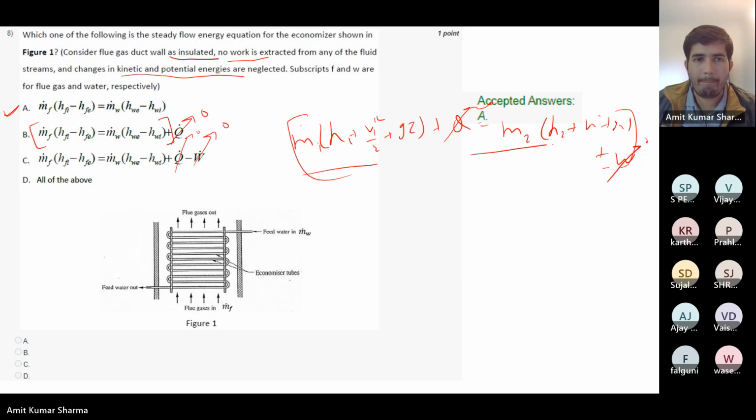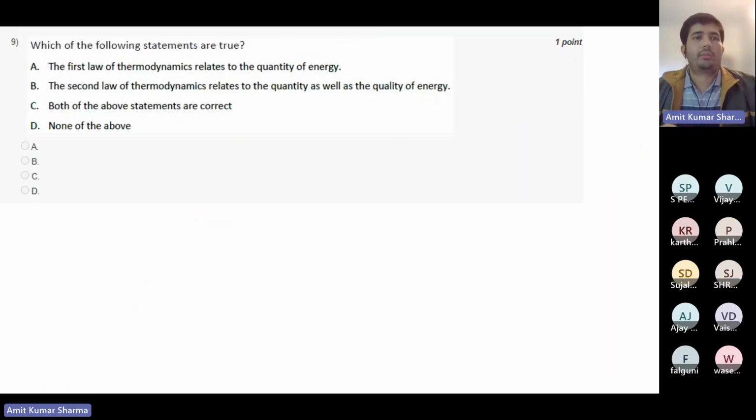Is the doubt clear about Q? Yes, it's clear. Enthalpy will remain the same from inlet to outlet. There is no energy added or going out of the system. Okay, thank you. Then come to the next question.